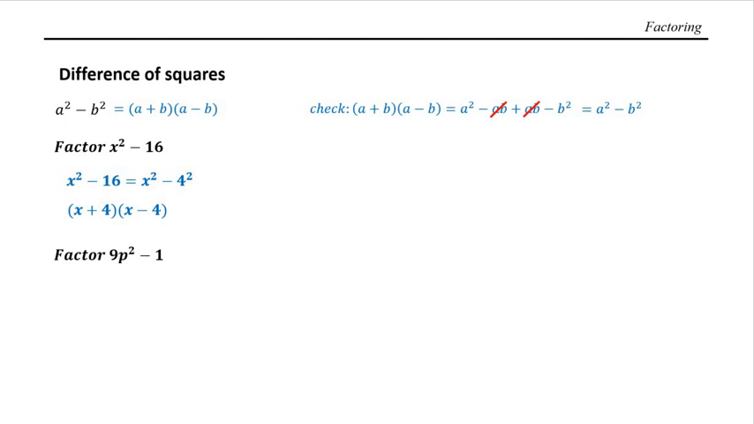Now our next problem can be rewritten as 3p squared minus 1 squared. And so again, we apply the difference of squares formula, and that would be equal to 3p plus 1 times 3p minus 1. Now we need to be aware of the fact that a sum of squares formula does not exist. X squared plus 4, there is no perfect formula for that. This only applies to the difference of squares, like x squared minus 4 squared.